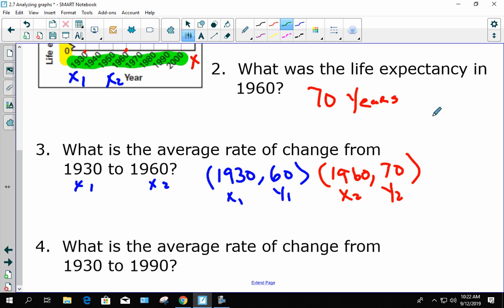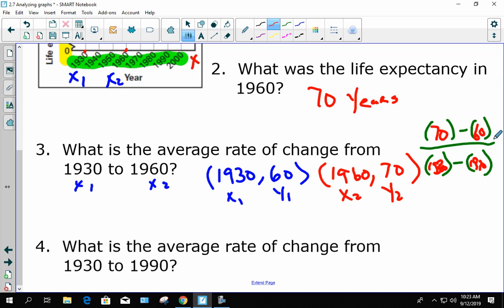So now I set it up, and this is where I screwed up first hour because I didn't set it up like this. y2 minus y1 over x2 minus x1. y2 is 70. y1 is 60. I didn't set it up like that, and I put my years up here. And then we have 1960 minus 1930. I screwed it up even though I set it up right.